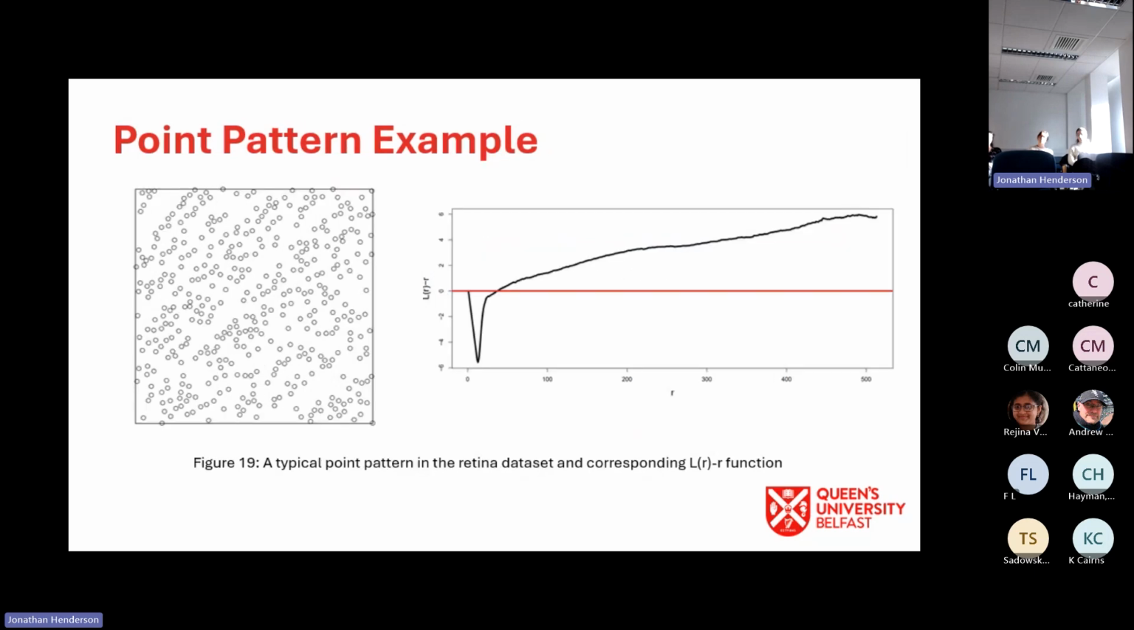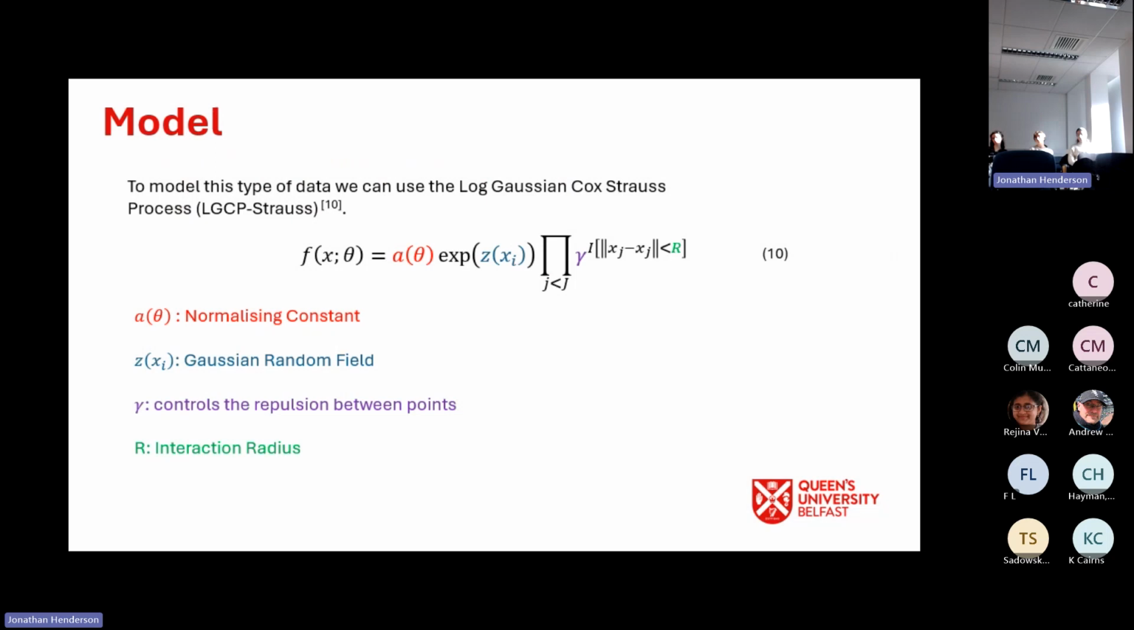But for our data, this is an example of a small subpattern for our retina data set. We have both going on. We have repulsion between the points, but then as we get further out, we see that there is an overall aggregation. So essentially, we need to combine both a Strauss process and a log Gaussian Cox process, really to have a model that will model both the repulsion and the aggregation.